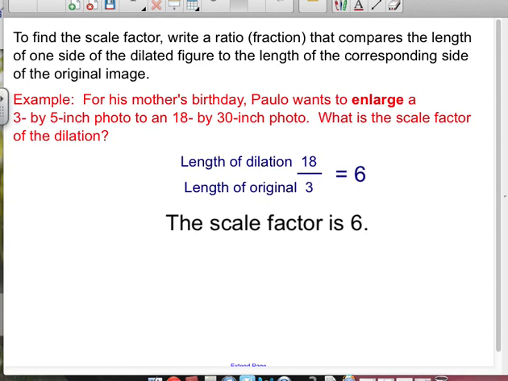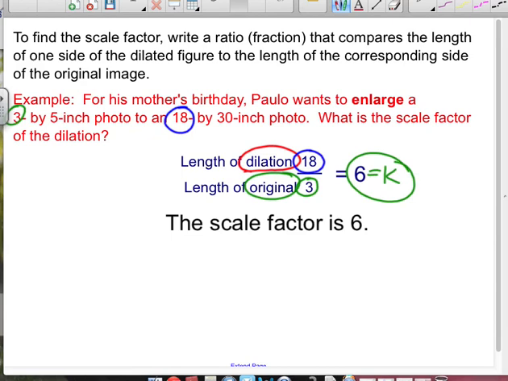Here's what you do. You take the length of the dilated figure. So this is the dilated figure, and we're gonna focus on one measurement. We're gonna pick the 18, and that goes there. Then that becomes the numerator of the ratio, or of the fraction. For the denominator, we focus on the original picture. And the original picture was 3 inches. That goes there. So the dilated figure was 18 and the original was 3. So the dilated figure goes on top, the original image dimensions go on bottom, 18 over 3. That simplifies down to 6. So 6 is K. And sure enough, that's greater than 1, which would mean that we did, in fact, enlarge a picture. It went from being a 3x5, 6 times larger, 18x30.